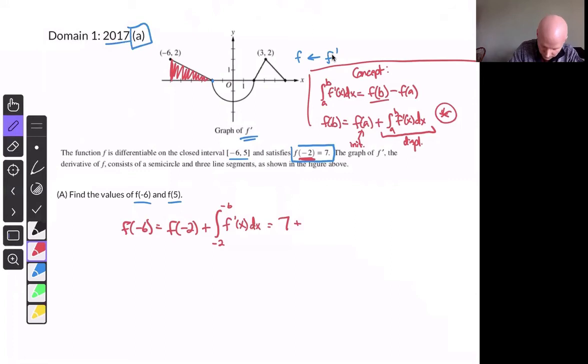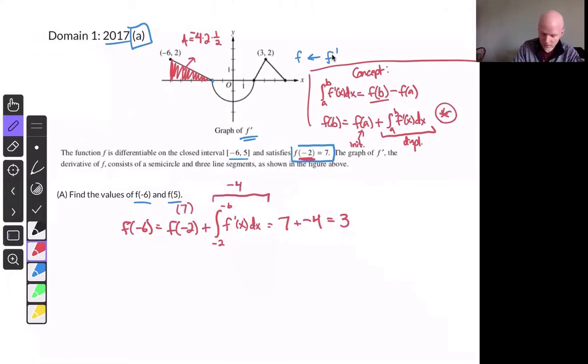That area is above the x-axis, but because we're going backwards, it's counted as a negative area. So the base of my triangle is 1, 2, 3, 4, and my height is 2. So 4 times 2 times 1/2. And because it's going backwards, it's negative. So this area will end up being -4. So f of -6 has to be 7 plus -4, which is 3. So f of -2 was my 7, and this integral right here ended up being -4.